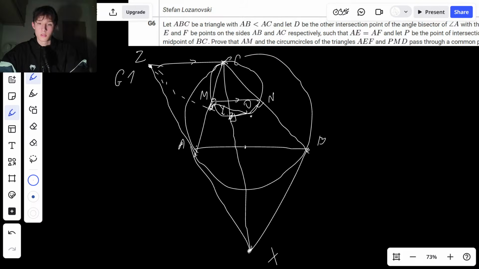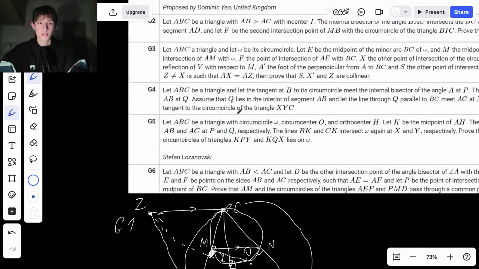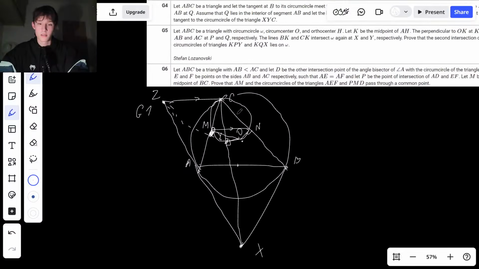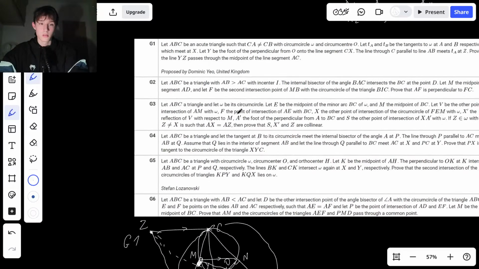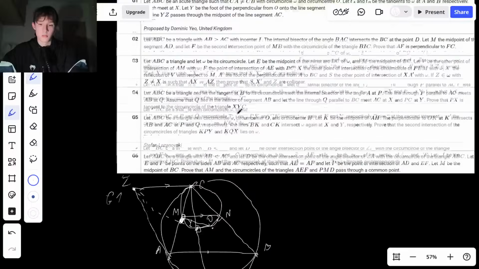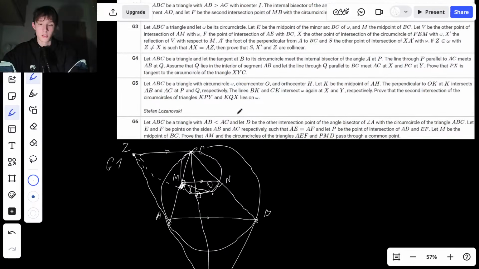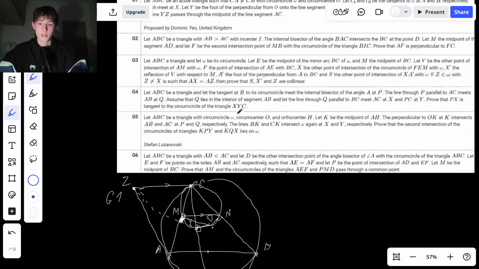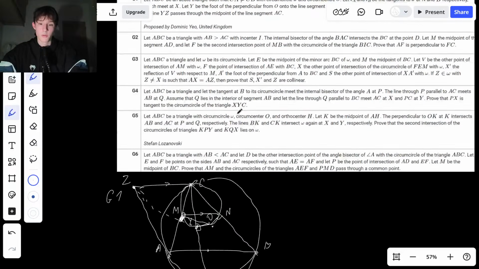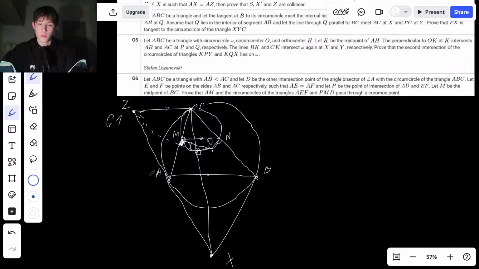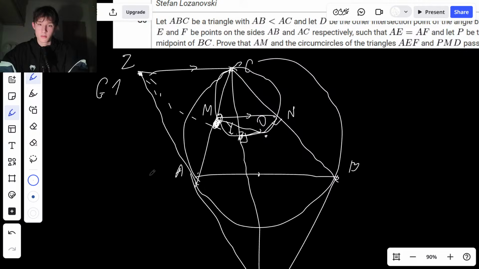Wait, what? Wait, this doesn't work. Did I read it right? The tangents at A and B, yes. And then the line through C parallel to AB meets TA at Z. Prove that YZ passes through the midpoint. Right. Did I miss something?